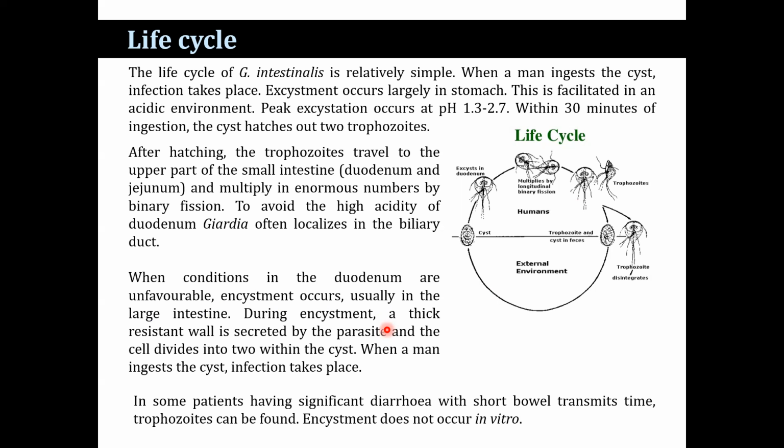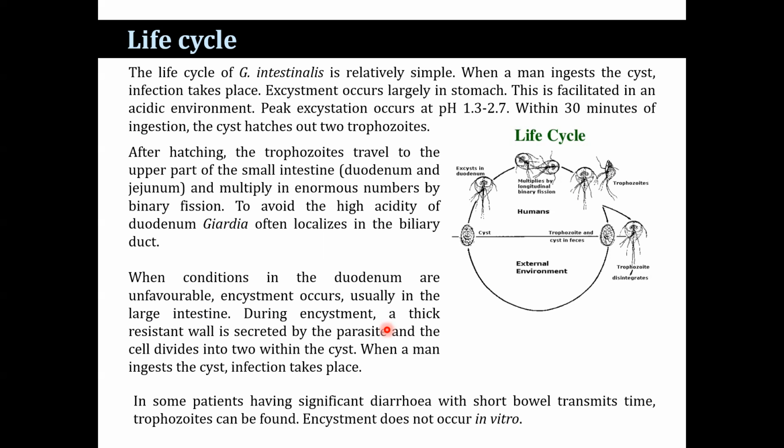After hatching, the trophozoites travel to the upper part of the small intestine, especially the duodenum and jejunum, and multiply in enormous numbers by binary fission. To avoid the high acidity of the duodenum, Giardia often localize in the biliary duct. When conditions in the duodenum are unfavorable, encystment occurs, usually in the large intestine. During encystment, a thick resistant wall is secreted by the parasite and the cell divides into two within the cyst.